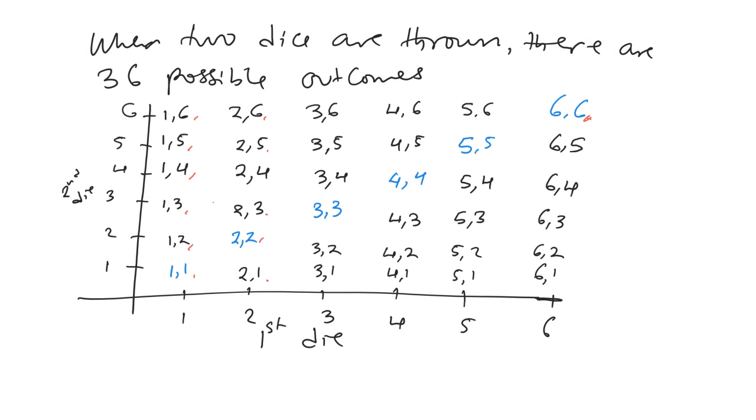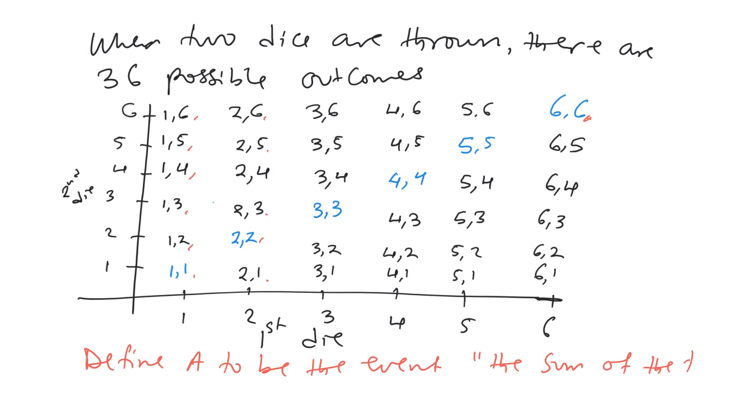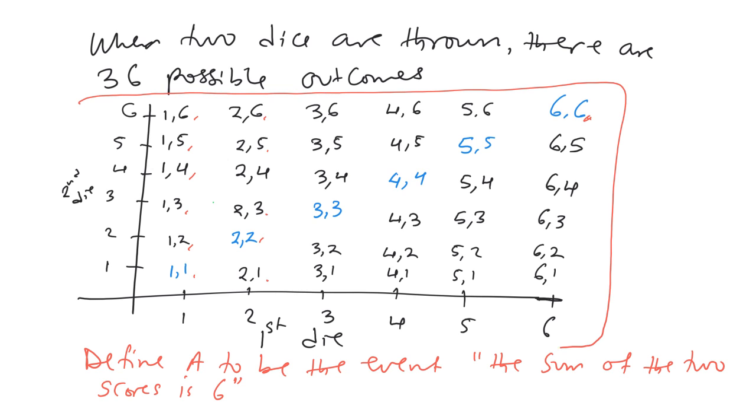For example, we can define A to be the event the sum of the two scores is 6. Okay, we are looking at A as the event. Any event is a subset of the sample space. So from this sample space here, we want to look at that event where the sum of the two scores is 6.